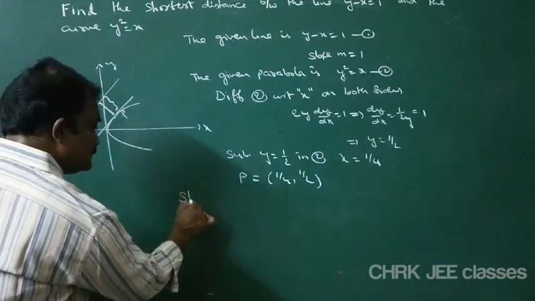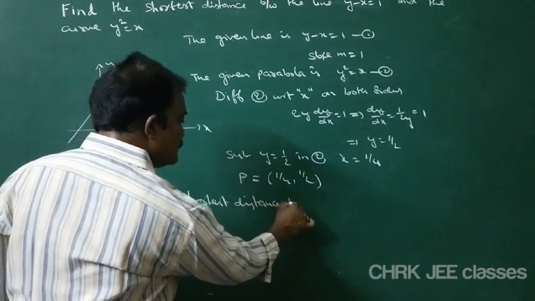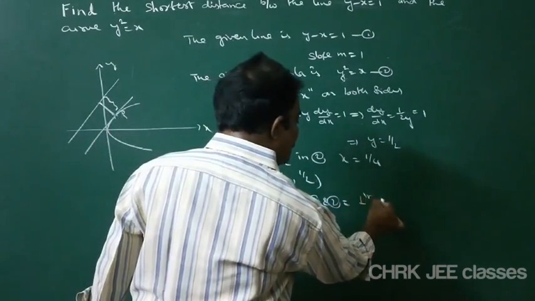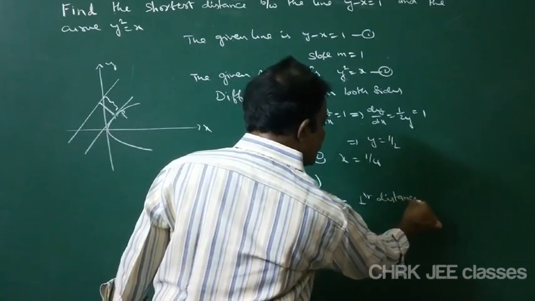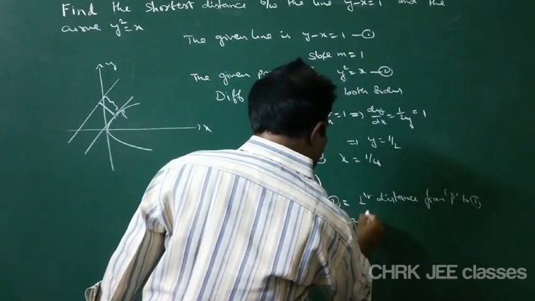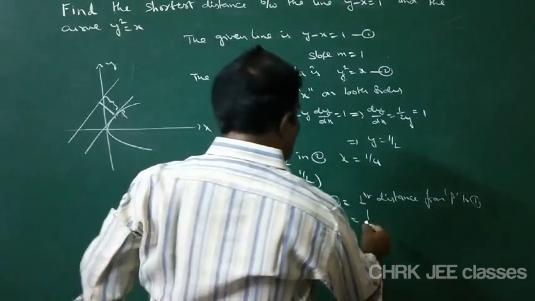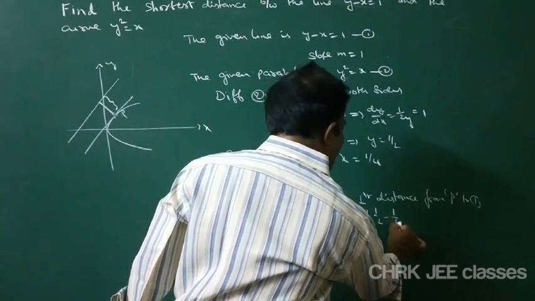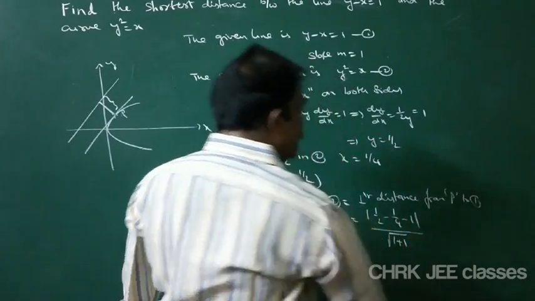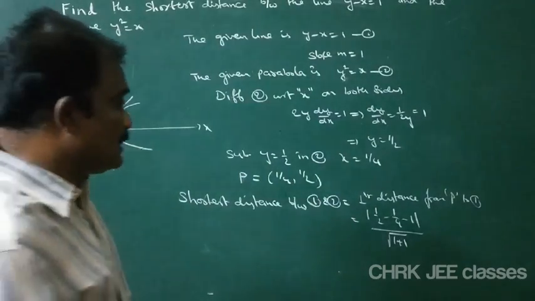Shortest distance between 1 and 2 equal to the perpendicular distance from P to 1. That equal to modulus of, what is y? 1 by 2 minus 1 by 4 minus 1, this is 1 plus 1. Modulus of ax1 plus by1 plus c by root over a square plus b square. That is the formula for perpendicular distance.